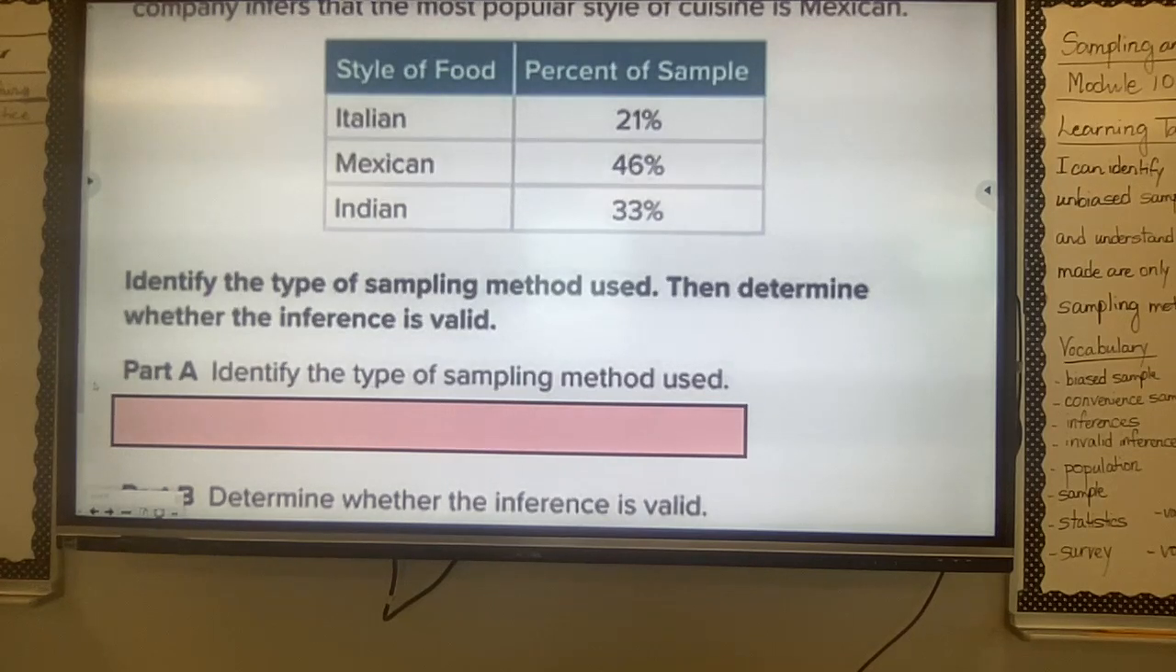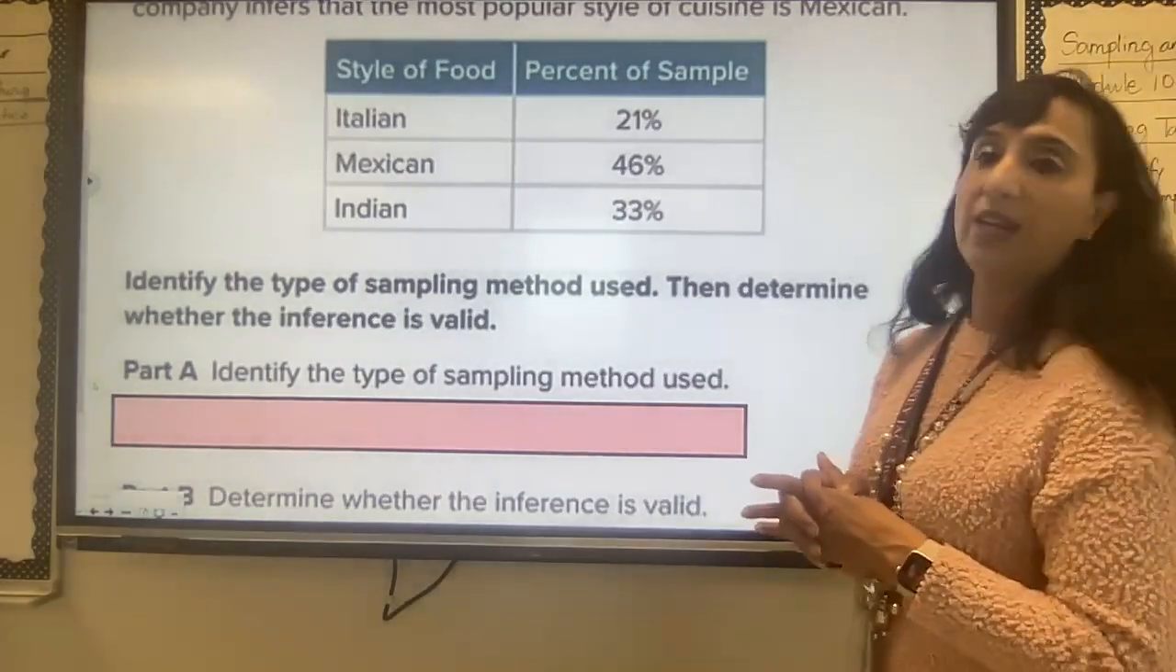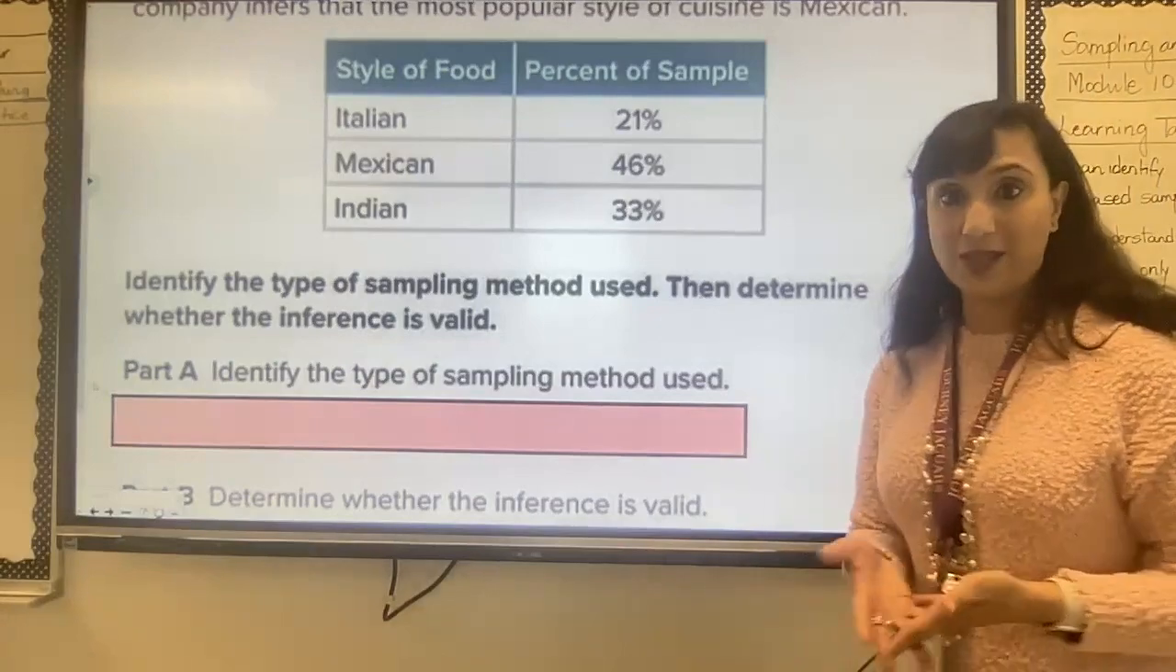So this is a voluntary response sample, and we determine whether the inference is valid. Because the company uses a biased sampling method, they cannot make valid inferences based on the sample. The inference made by the company is therefore not a valid inference because it is biased once again.